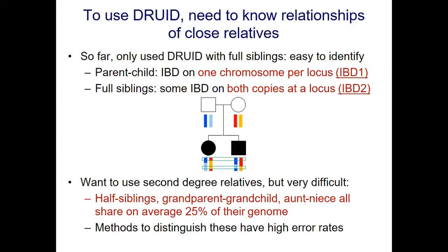but we'd like to be able to use more individuals. And so we could consider trying to expand to second-degree relationships, half-siblings and so on. But the trouble is, it's very hard to distinguish these second-degree relationships from one another. And we need to know the relationship between all of the individuals that we're taking the union of their IBD with, in order to know which ancestor we're inferring an IBD profile for, which person that is. So we'd like to be able to distinguish these individuals, but unfortunately, current methods have very high error rates.